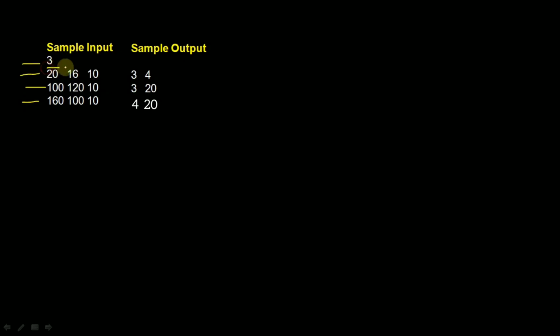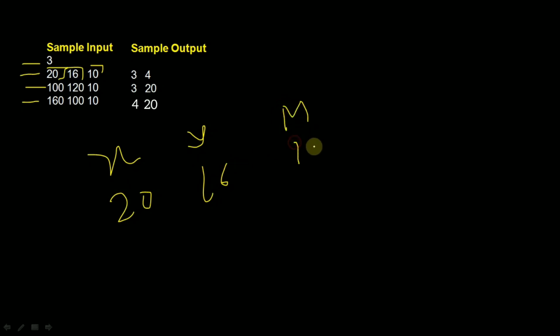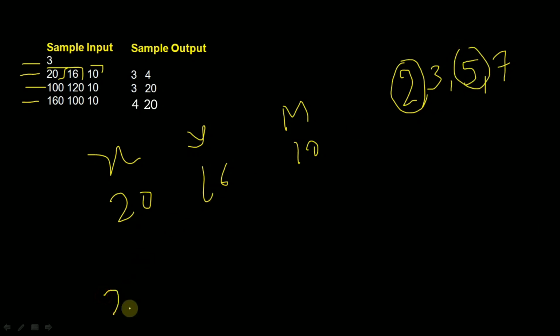Okay, so if you observe the first test case, X value is 20, Y value is 16 and M value is 10. So let's write here X is 20, Y is 16 and M is 10. So we can move from X to X by P floor, where P is a prime factor of X and is less than 10. So how many primes are possible which are less than 10? That is only 4 primes, that is 2, 3, 5 and 7. So if you observe, only 2 and 5 are factors of 20. So let's write here 2 and 5.